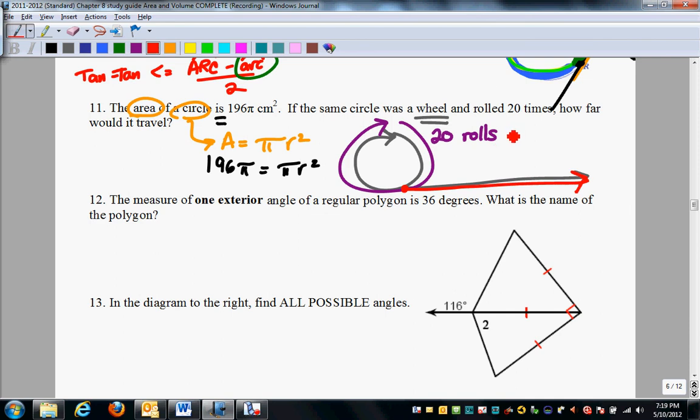Now the word rolls, you should know, means circumference. So do what you can from here. Always do what you can do and wrap up that problem.